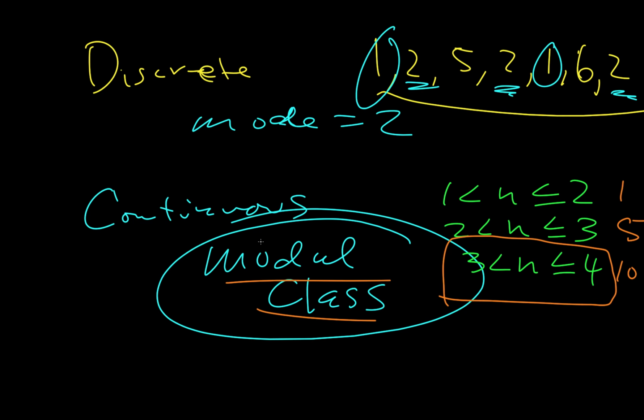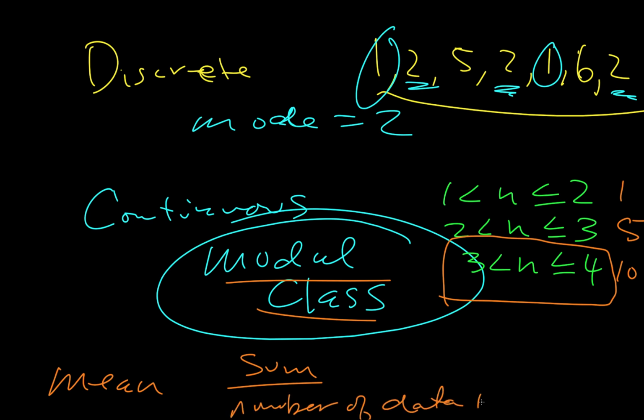Okay? The mean is just the average. So we just sum all the data and then divide by the number of data points. So I'm sure you've done that in another class.